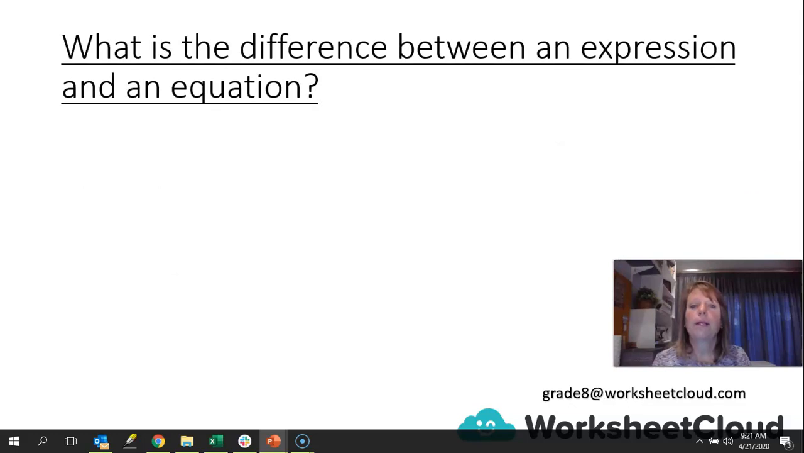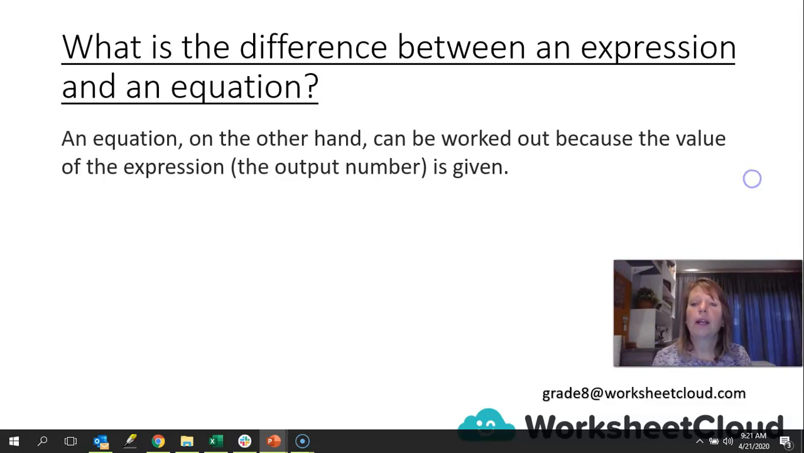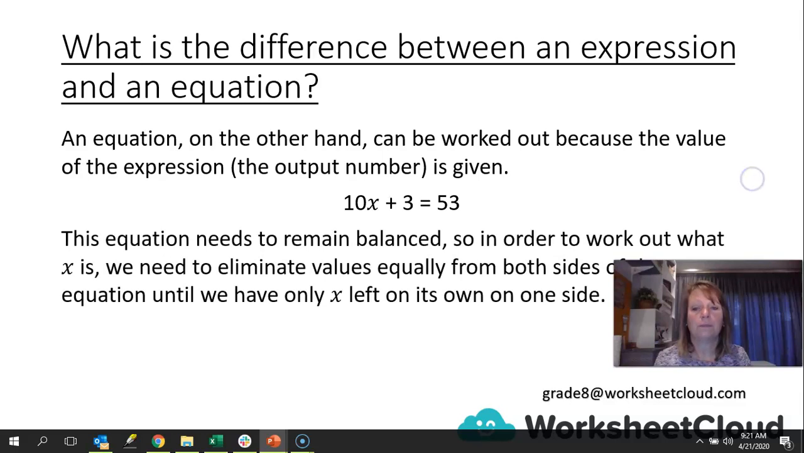Okay, but what is the difference? An equation, on the other hand, can be worked out because we are given the value of the expression. In other words, the output number is being given to us. Then we can manipulate the whole equation to find out what x is. But remember, it has to be balanced on both sides. What you do to the one side, you must do to the other side. And the whole point is to get x on its own to find out what the value of x is.